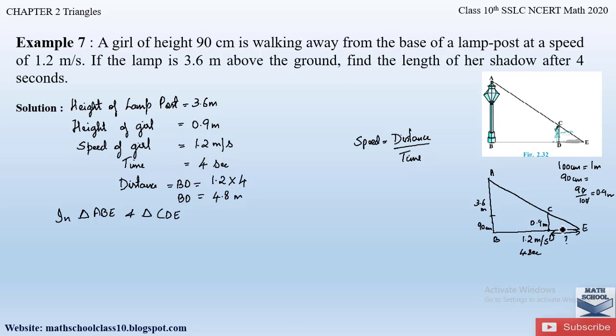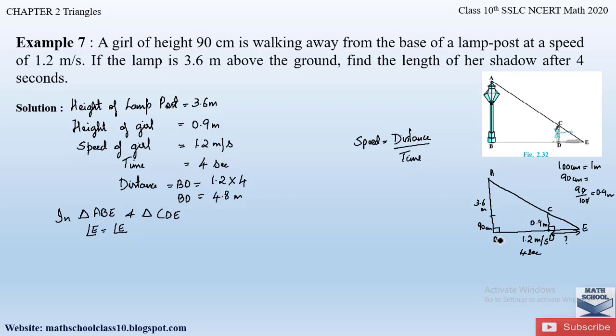So we can write down angle E is equal to angle E, as it is a common angle for both the triangles. Angle E is equal to angle E. And also we can see that since the lamp post and the girl are standing vertical to the ground, they form a 90 degree angle. The lamp post and the girl, these both form a 90 degree, right?